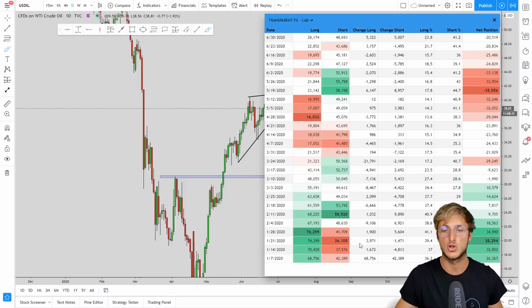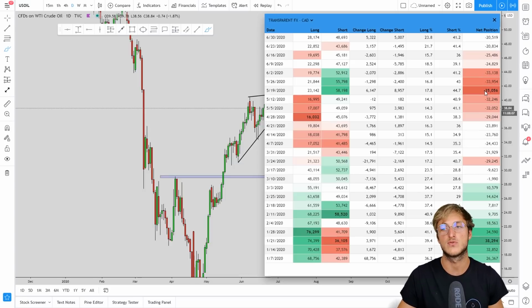So from having more longs than shorts on the CAD from an institutional perspective, so 74K longs and 36K shorts, all the way down to having minus 35K net positions, so way more shorts than longs, with 58K shorts and 23K longs. So we went from 38K to minus 35K.